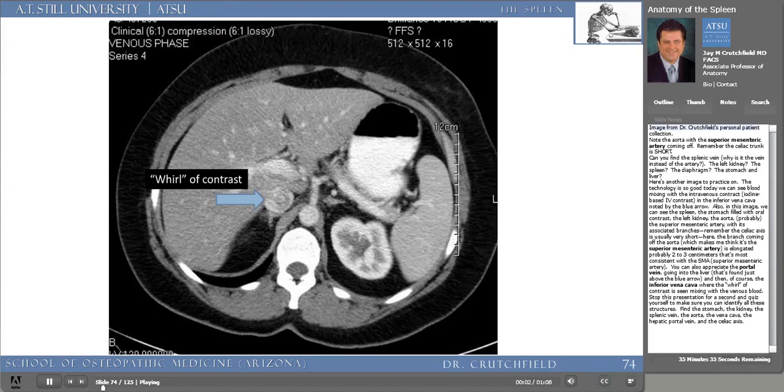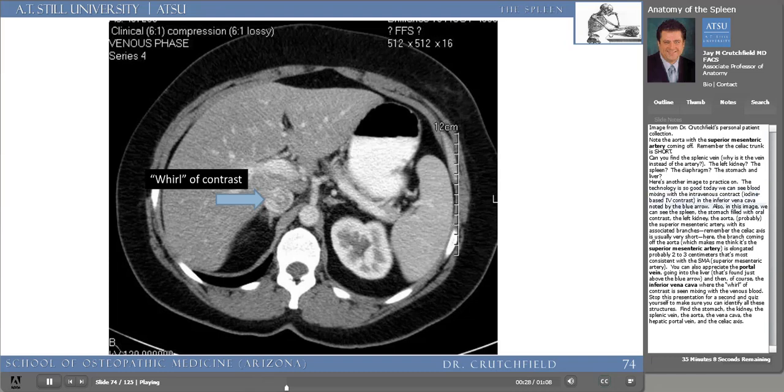Here's another image to practice on. The technology is so good today that we can actually see blood mixing with the intravenous contrast in the inferior vena cava, noted by the blue arrow. Also in this image, we can see the spleen, the stomach filled with oral contrast, the left kidney, the aorta, probably the superior mesenteric artery with its associated branches.